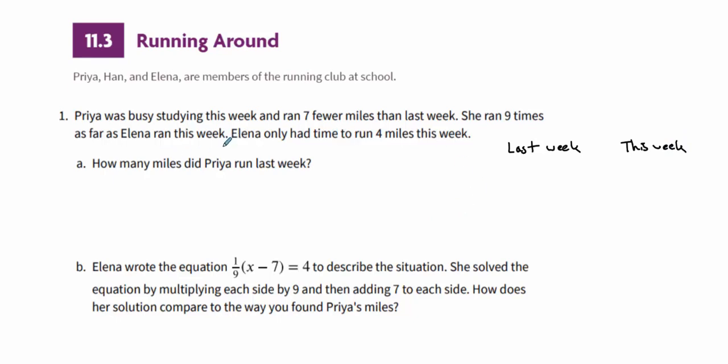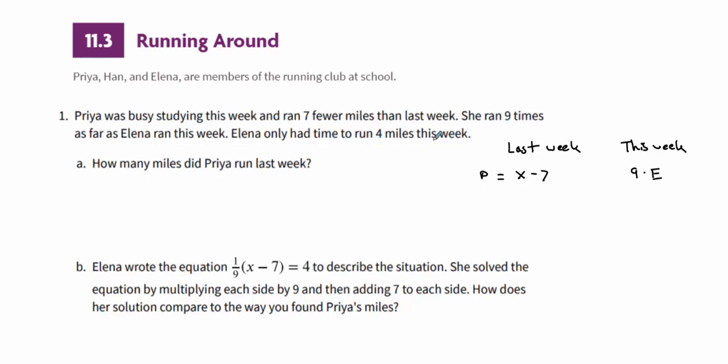So let's see what she ran. She ran 7 fewer miles than last week. So Priya ran 7 fewer miles than last week. So some number minus 7, some amount of miles minus 7 is the amount that Priya ran. She ran 9 times as far as Elena this week. So this week she ran 9 times whatever Elena ran.